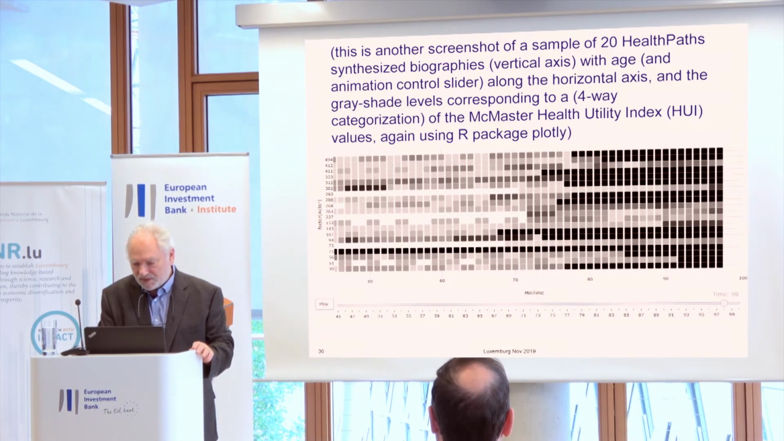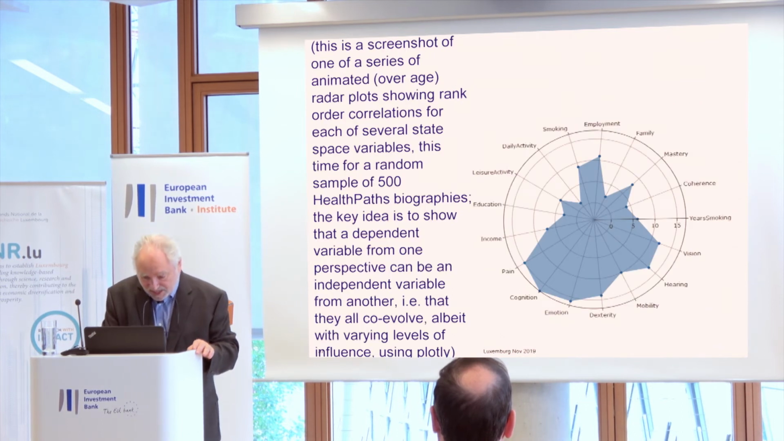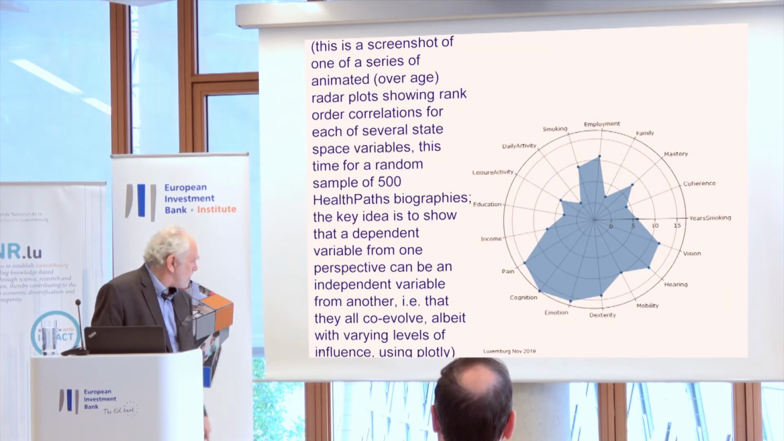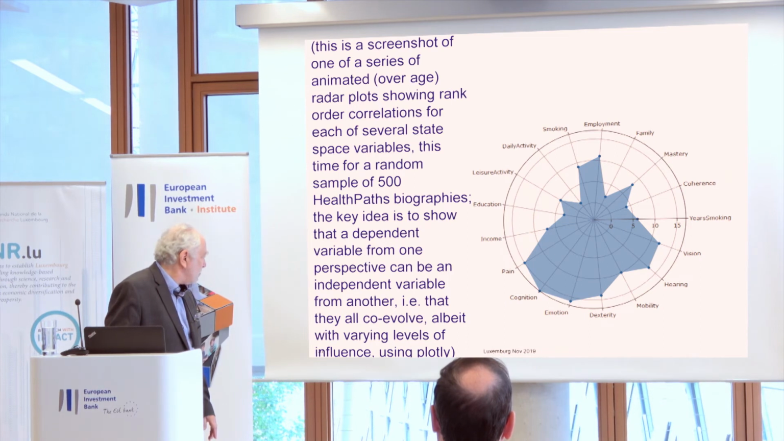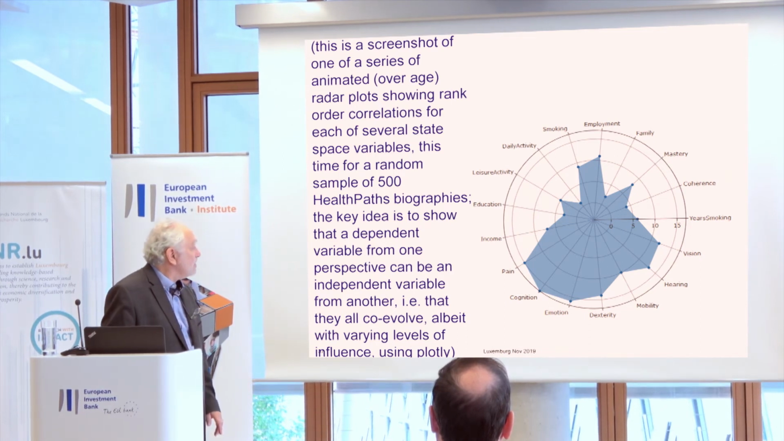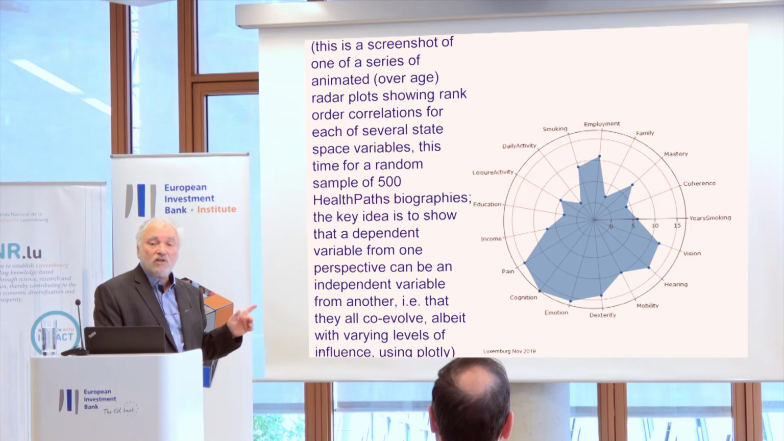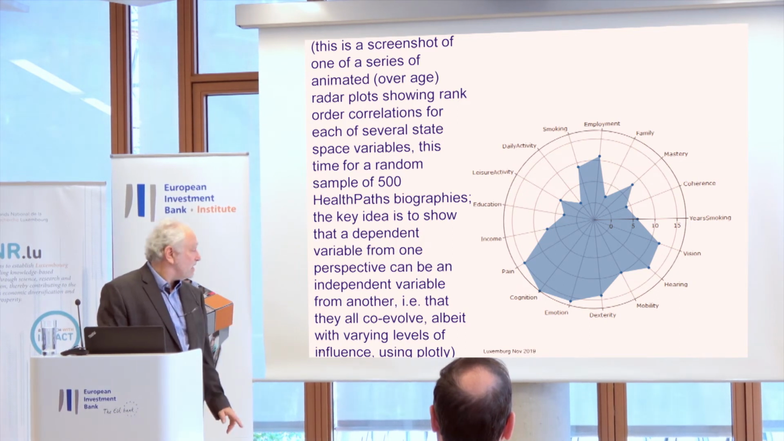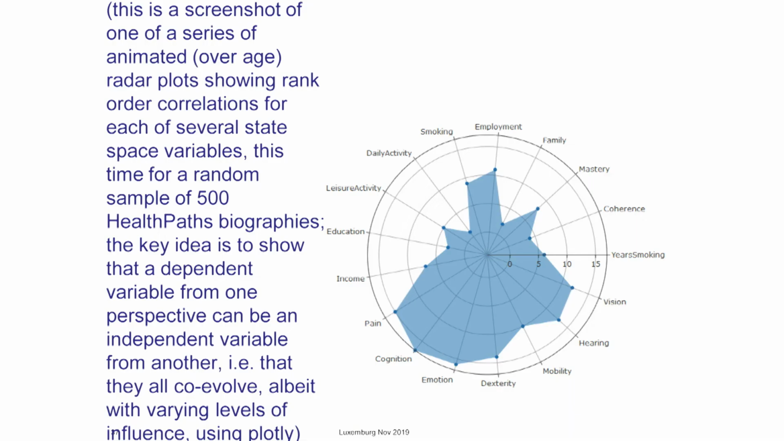Let me show one other thing here. This is a radar plot showing, in this case, what are the main factors that are correlated with the health utility index, and how they evolve across the 500 individuals as we move across ages.